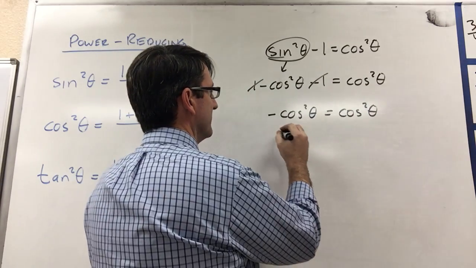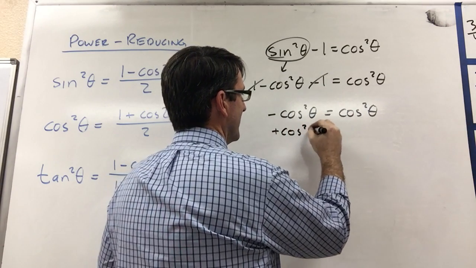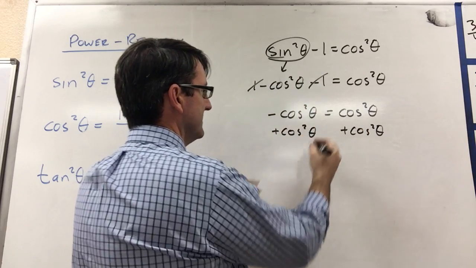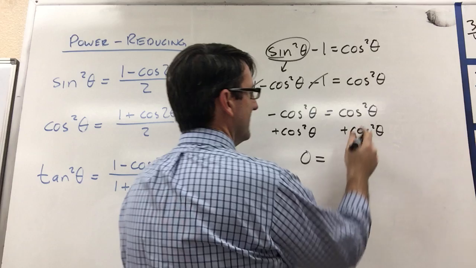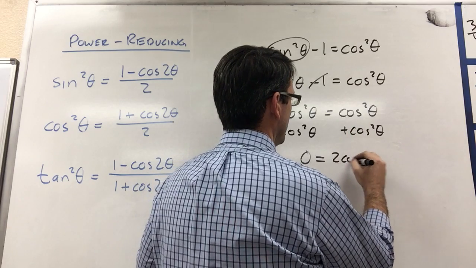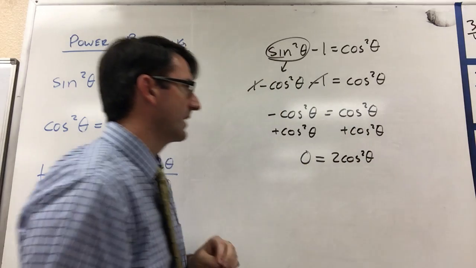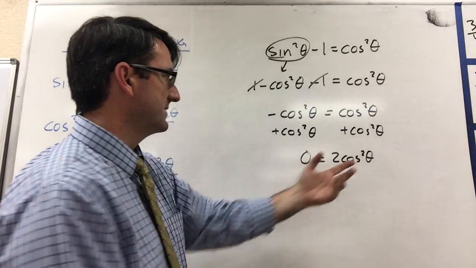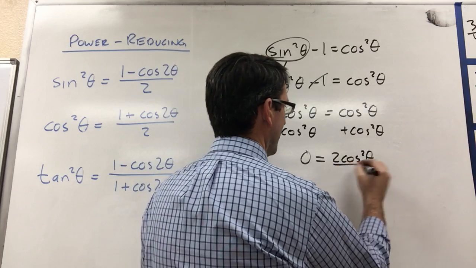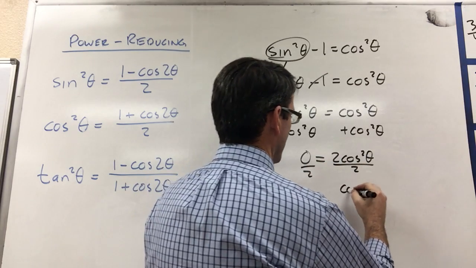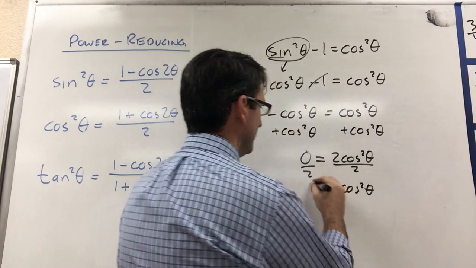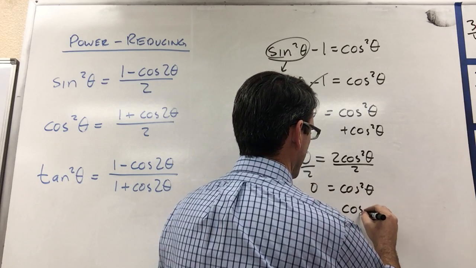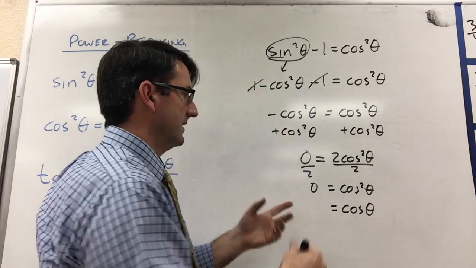So what we want to do here is add cosine squared to both sides. And so this will become 0. And on the other side, we get 2 cosine squared theta. All right, so at this point, let's go through the algebra. We can divide both sides by 2. We still get cosine squared theta is equal to 0. We can take the square root of both sides. We get cosine theta equals 0.